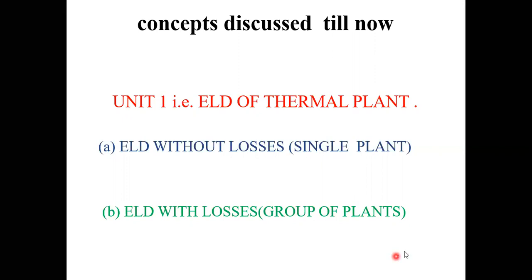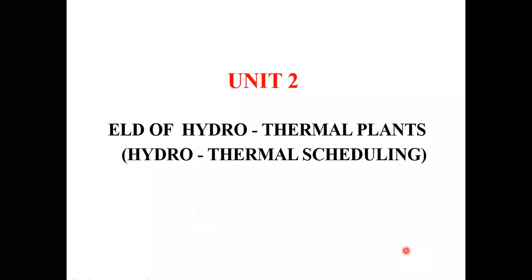What is our second unit? It is ELD of hydrothermal plants, or otherwise we can say hydrothermal scheduling. In the first unit we considered only one single power plant, that is the thermal power plant. But in the second unit, along with the thermal power plant, we are going to consider one more power plant, that is the hydro power plant. That's why we are calling this hydrothermal scheduling. So this is our second unit.